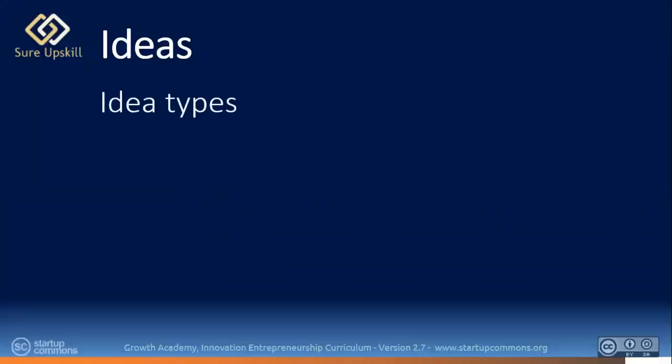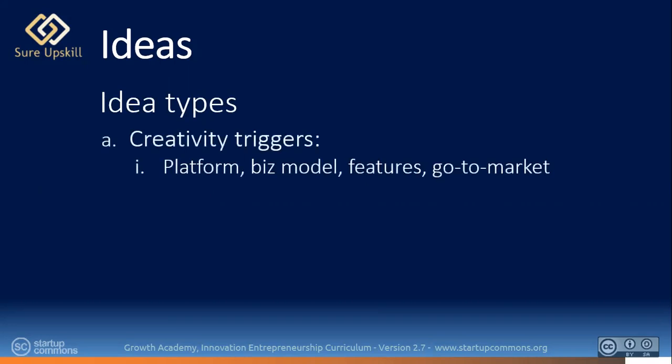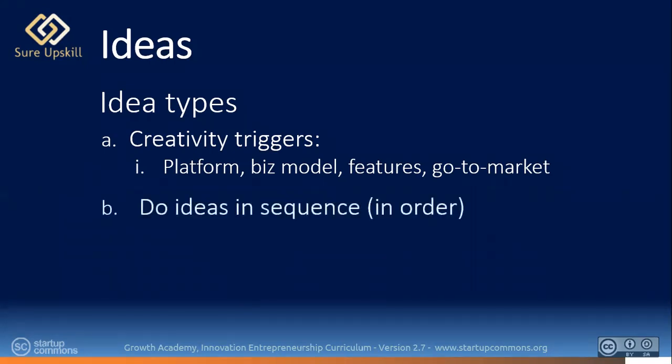Now, ideas: there are different types of ideas. So there are creative triggers of getting at ideas. These ideas could be related to a platform, business model, features, or how the customers go to the market, or how we also go to the market. Do ideas in sequence, in order? You look at the idea in sequence, how does this work? Okay, in various sequences.